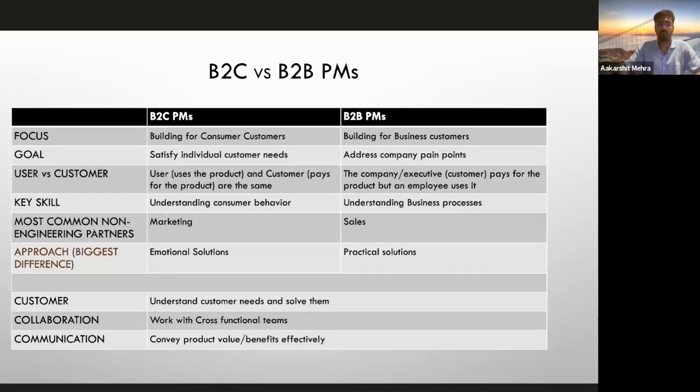Another key differentiating factor is the user versus the customer. So a user of a product, before I go into the details, is somebody who actually uses the product, whereas the customer is somebody who pays for it. Typically for B2C products, the user and the customer would be the same. Let's say, as an example, I'm buying a product from Amazon. In this case, I'm the one who's paying for the product, so I'm the customer. I'm also the one who will be using the product.